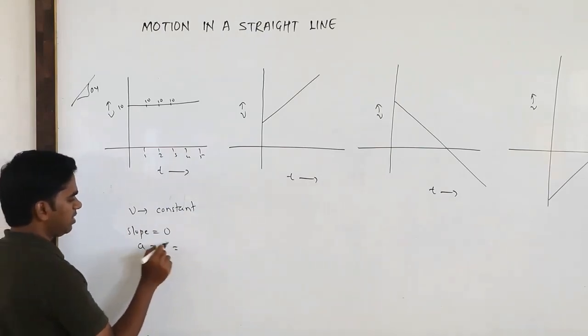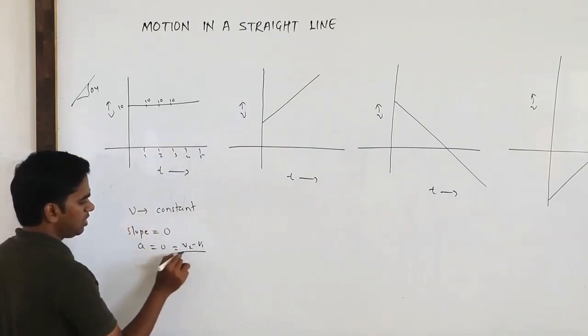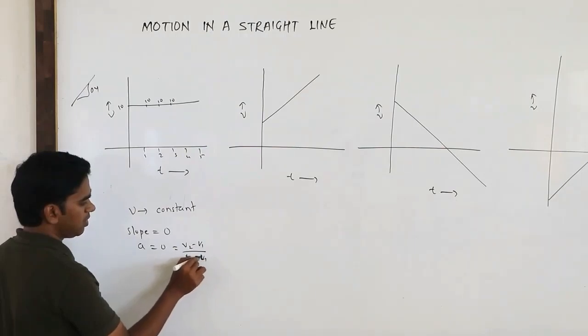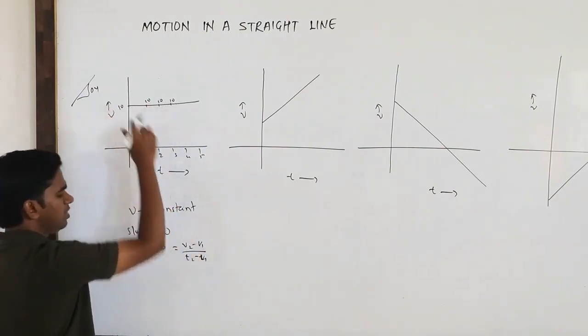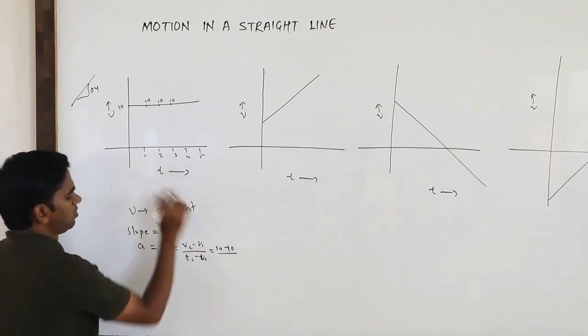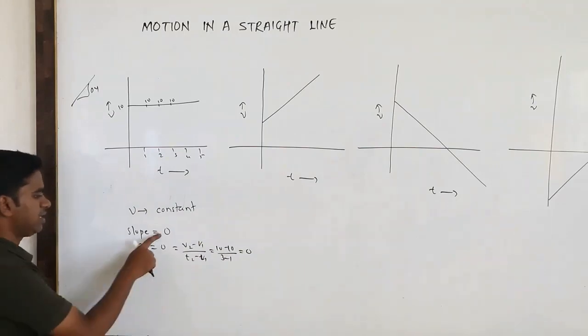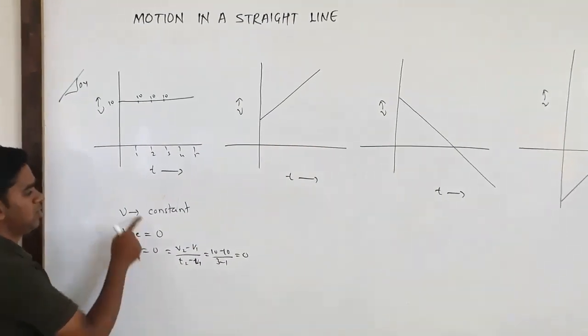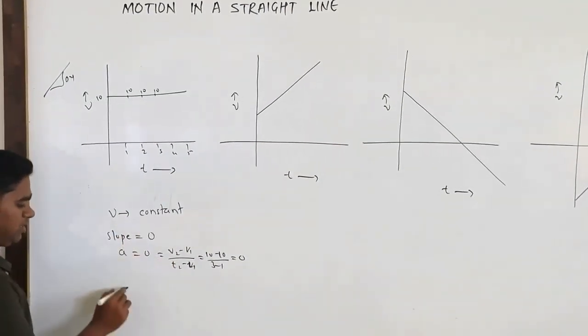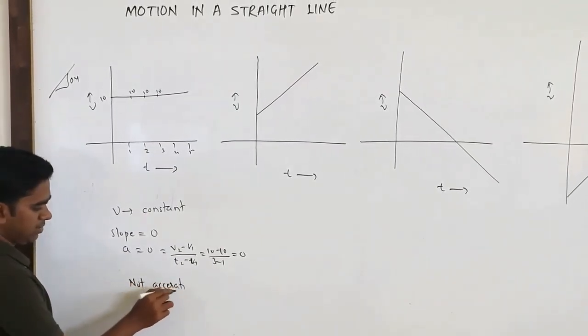You can calculate A here. V2 minus V1 divided by T2 minus T1. V2 is also 10. V1 is also 10. So 10 minus 10 divided by say 3 minus 1. 10 minus 10 is 0. So that is why you will get slope 0, or acceleration is 0. So velocity is constant. So the body is not accelerating.